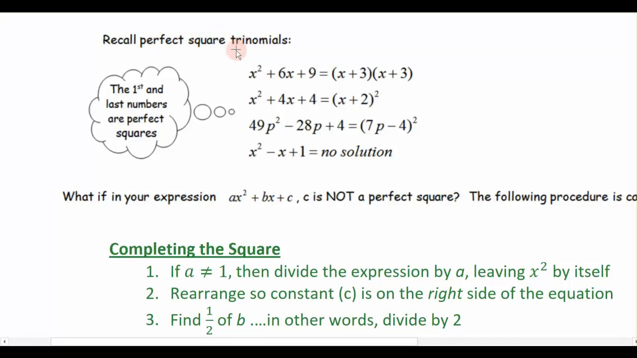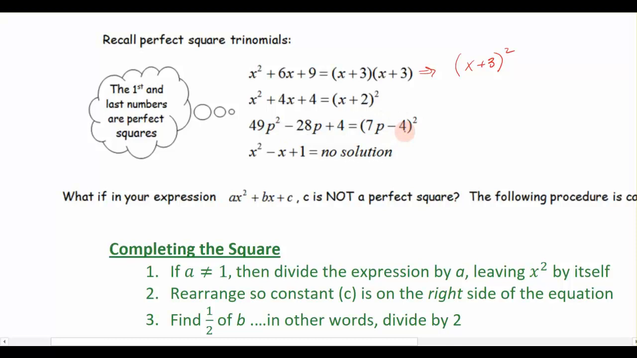Perfect square trinomials are trinomials, or three terms, where the first and the last terms are perfect squares, and the middle term is twice the product of these two roots. Now, this perfect square trinomial will factor into x plus 3 times x plus 3. We can rewrite that as x plus 3 quantity squared. Here's another example of a perfect square trinomial, x squared plus 4x plus 4, which would factor into this. And here's another one which would factor into this binomial right here.